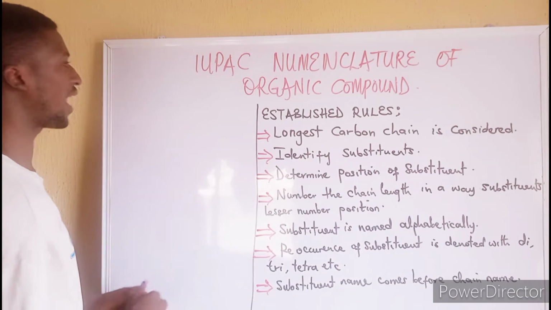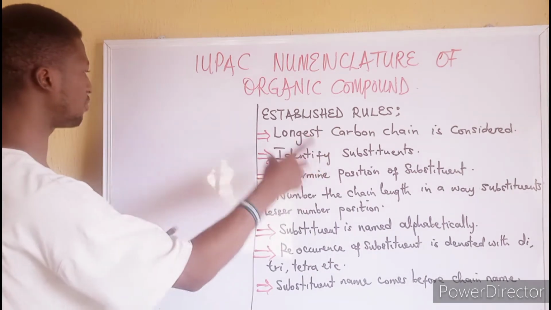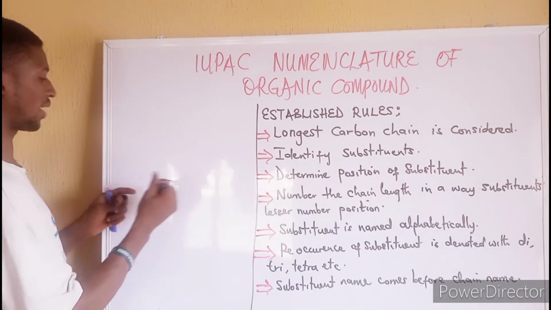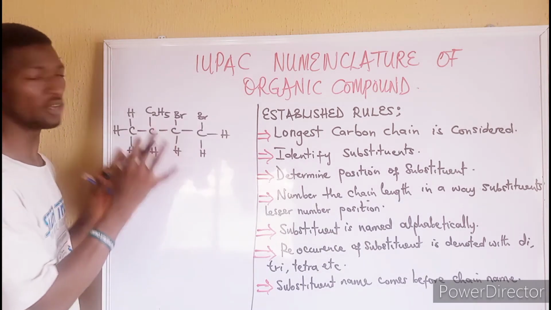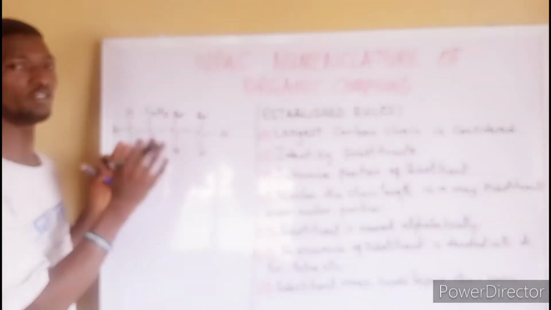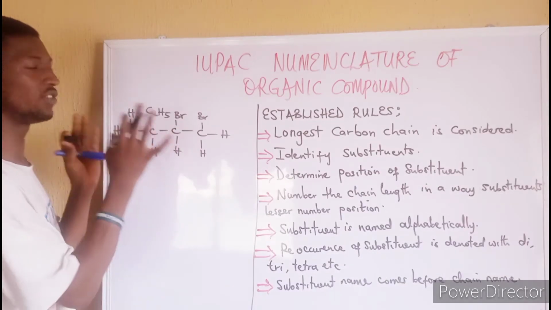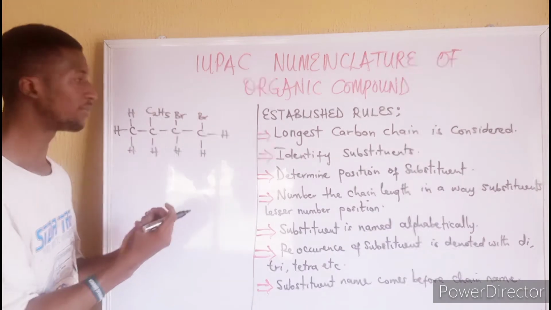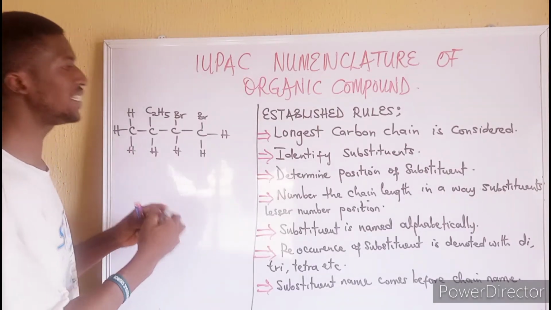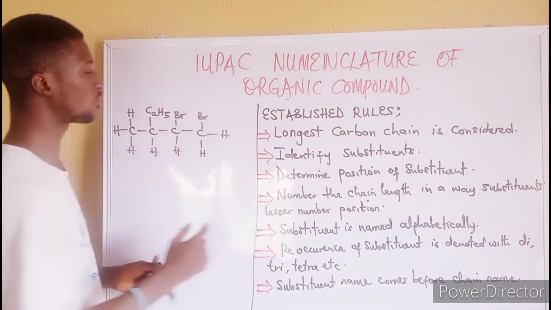So let me just give you an organic compound to name so that we can use these established rules to name the organic compound. I'll give you something like this. When you are presented with something like this, there's a tendency that you might miss the IUPAC name of this compound. Why? Because there are some things which you must consider before naming. The first one is that the longest carbon chain is considered.